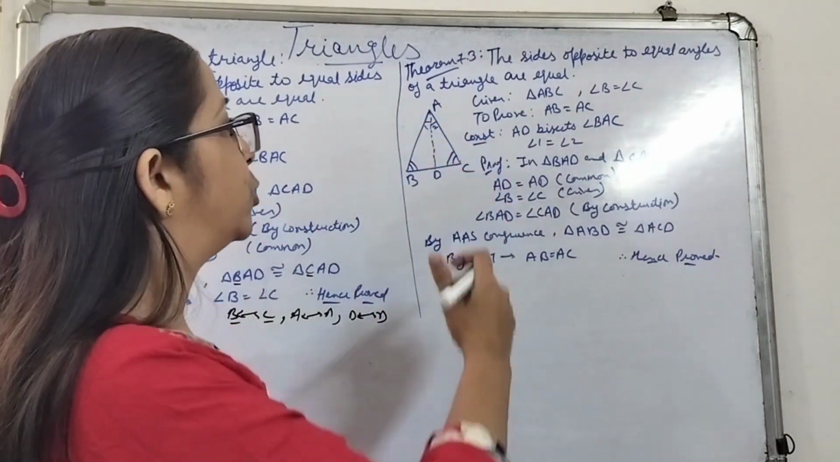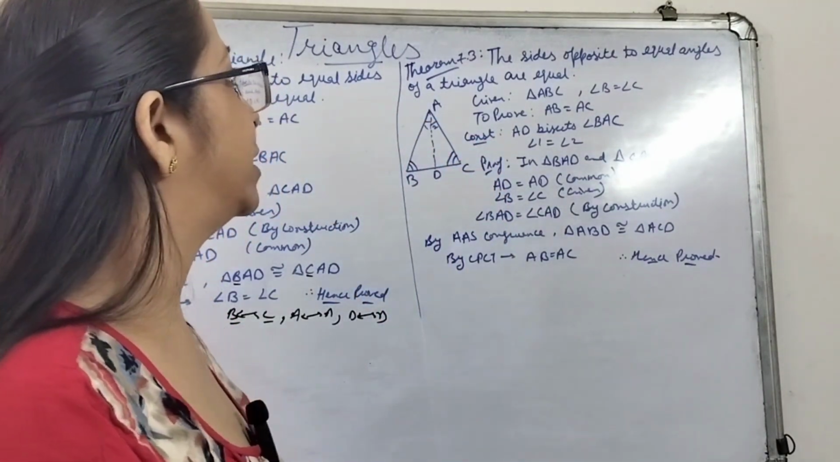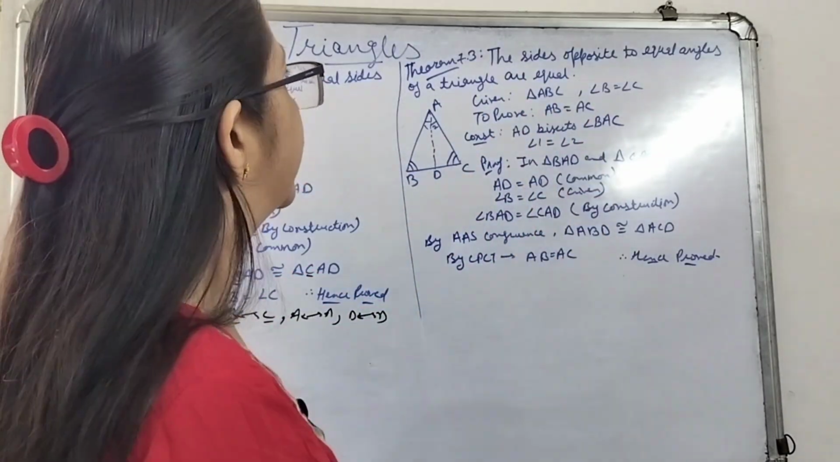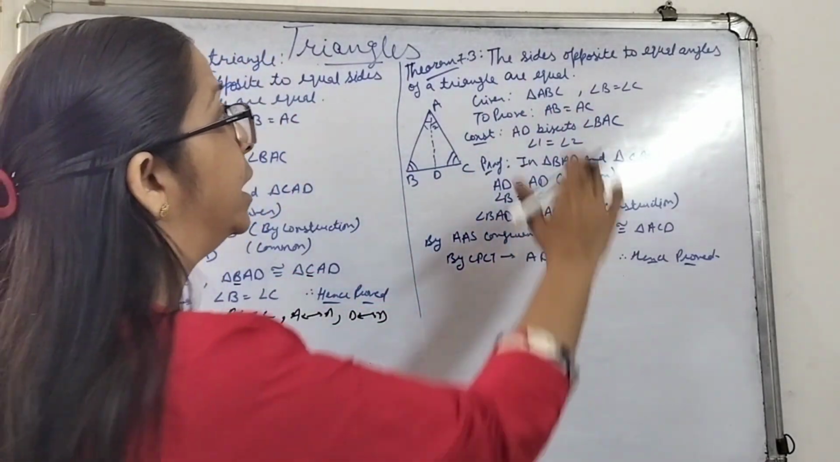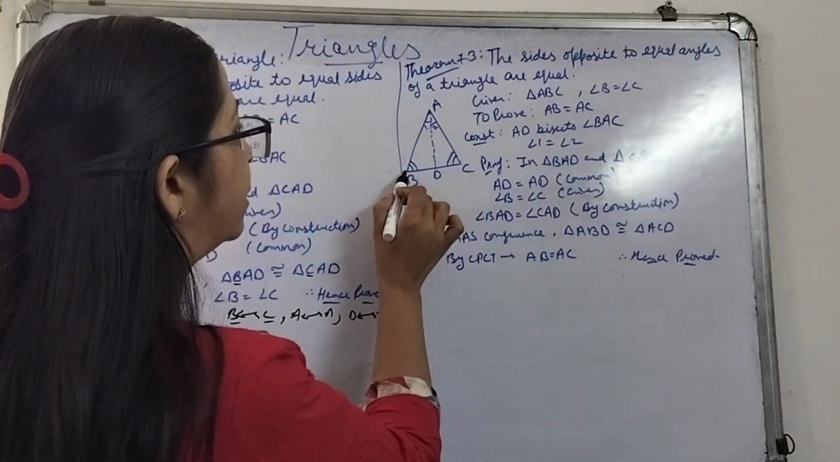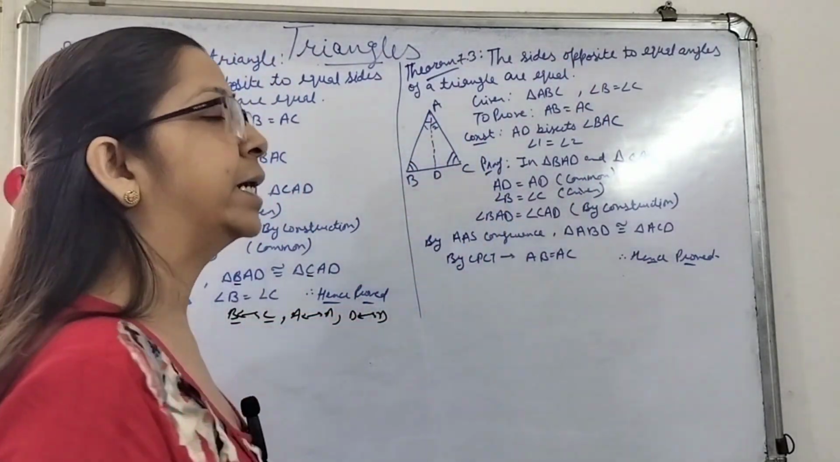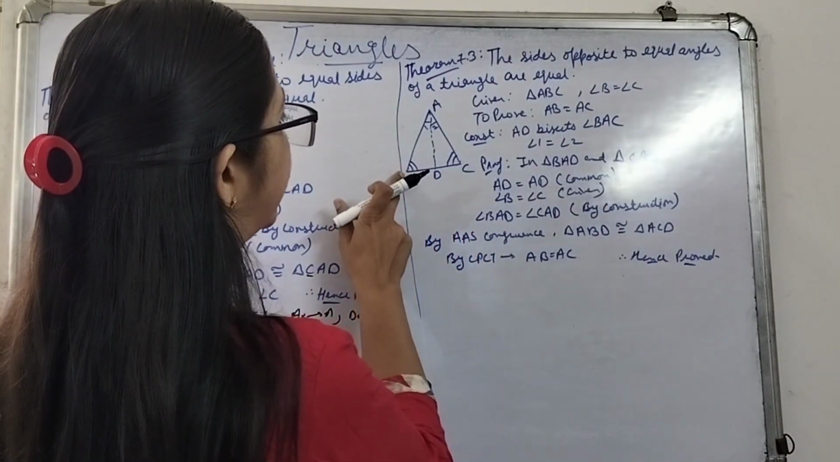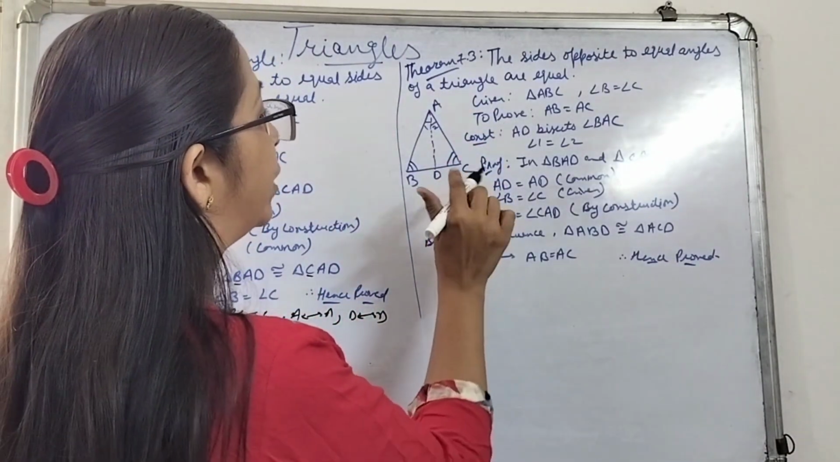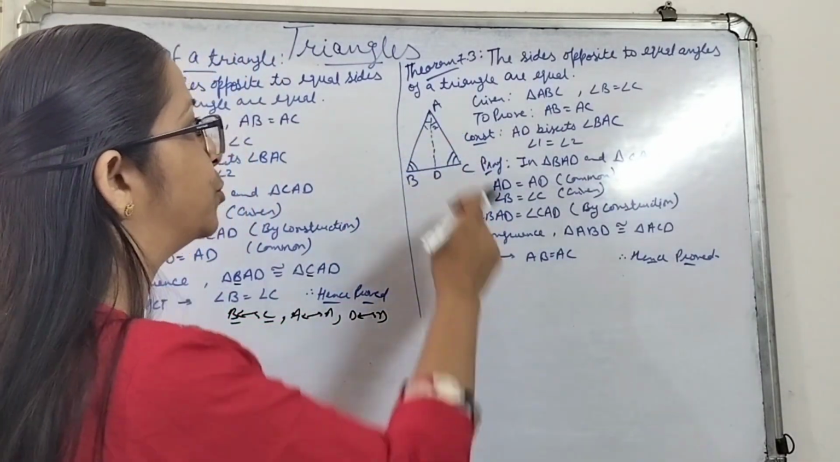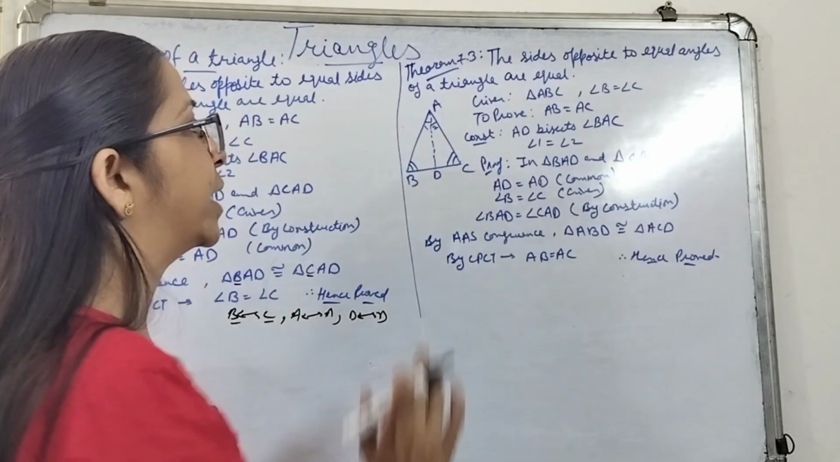Now let's see another theorem, that is theorem 7.3. It is just the converse of the previous one: the sides opposite to equal angles of a triangle are equal. It is given that two angles of a triangle are equal, angle B is equivalent to angle C. We have to prove that the side opposite to angle B, that is AC, will be equivalent to the side opposite to angle C, that is AB. We have to prove that AB is equivalent to AC.